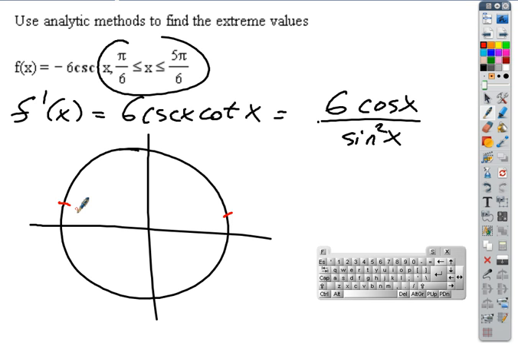Okay? So then we want to know now where is the numerator 0 or the denominator 0? Those would be the critical numbers. The denominator would be 0 where sine x is equal to 0. On the unit circle, what points? Remember, sine is the vertical component, right? So where's the vertical component equal to 0? Yeah, there or there, right? Now, those are not on my interval. So on my interval, there are no critical numbers caused by the denominator equaling 0. No place where the derivative is undefined on our interval.